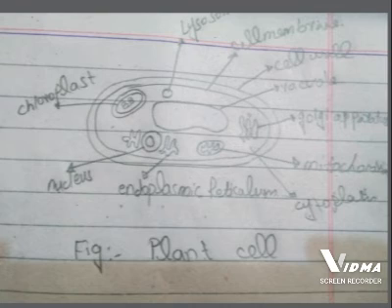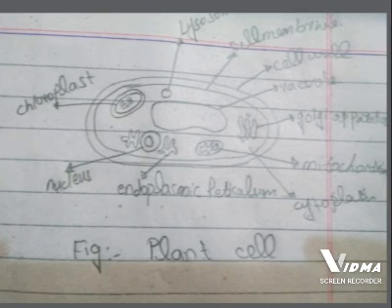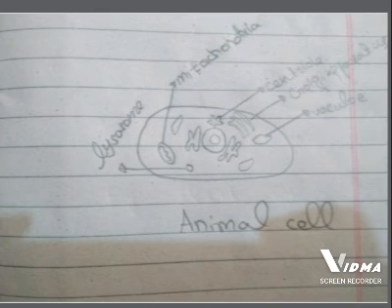In plant cell, a single large vacuole is present. Chloroplast is present, the nucleus is present near the periphery of the cell, and endoplasmic reticulum, mitochondria, cytoplasm, Golgi apparatus, cell membrane, and cell wall are all present in plant cell. In animal cell, mitochondria, centriole, Golgi apparatus, and vacuole are present.